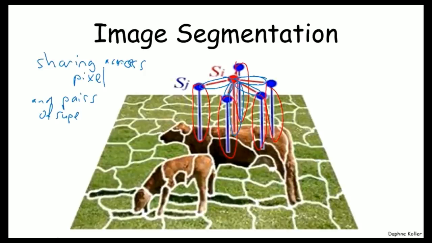These pairs of adjacent superpixels. And once again, we have sharing across models as well, because we are going to have one such model for image A, and obviously we don't want to construct a separate model for every image. So once again, we have sharing between and within a model.